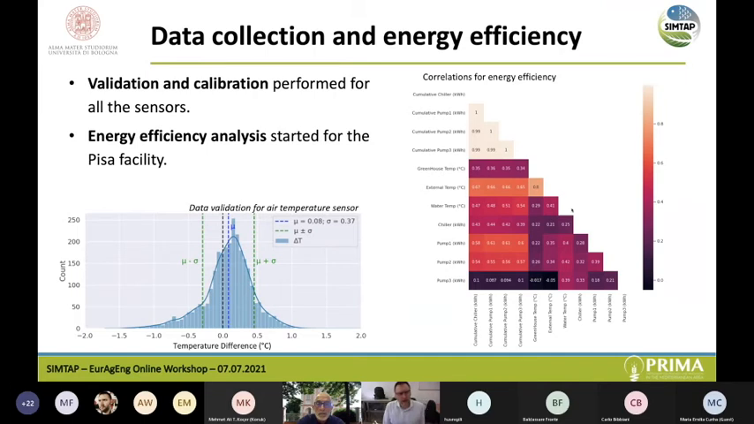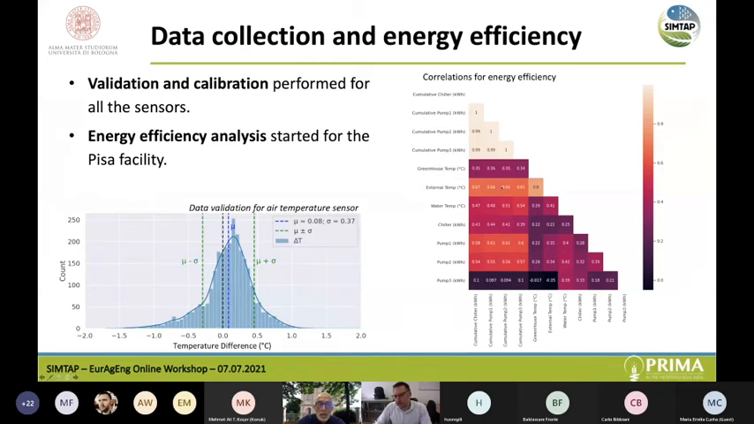We have started the next steps of the research. Of course, this monitoring system called for validation and calibration, because we had to perform a very sound validation and calibration for all the sensors, as you can see here. We have started the energy efficiency analysis for the Italian pilot in Pisa.